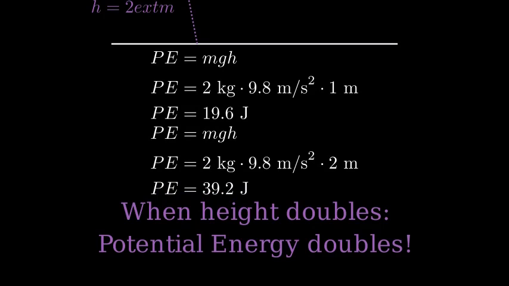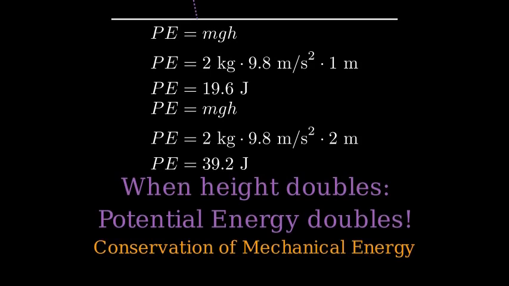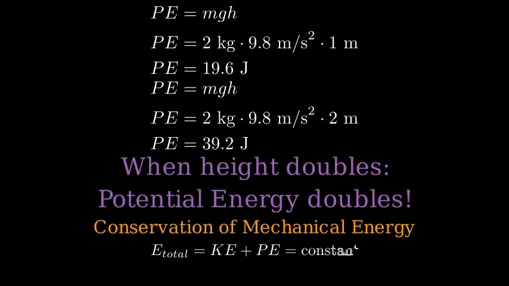One of the most important principles in physics is the conservation of mechanical energy. In an isolated system with no external forces like friction, the total mechanical energy remains constant. This means the sum of kinetic and potential energy stays the same. E total equals KE plus P equals constant.